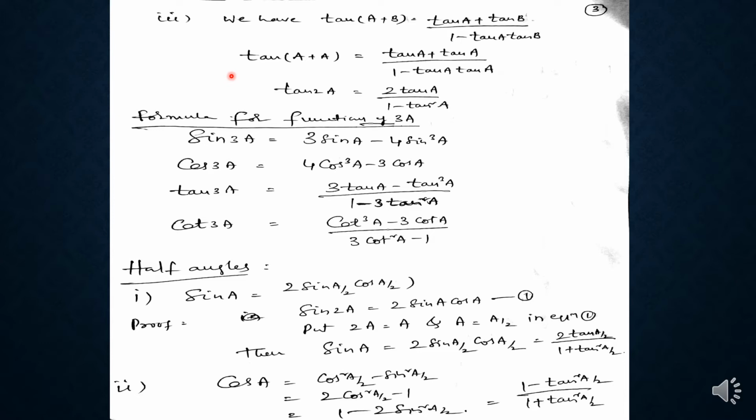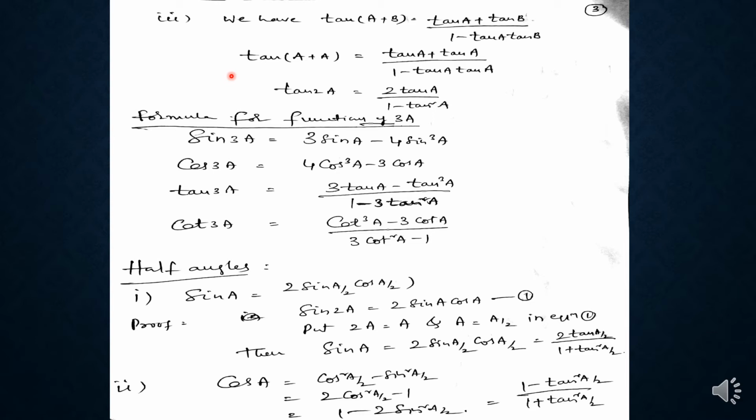Now we'll learn what the functions for 3A are. What is sin 3A, what is cos 3A, what is tan 3A, and what is cot 3A. Sin 3A is equal to 3 sin A minus 4 sin cube A. This can be obtained by the sin of A plus B formula. Here sin 3A can be written as sin of A plus 2A.